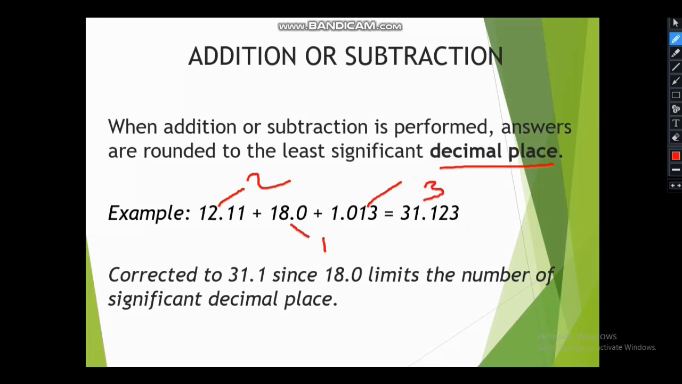So if you add these numbers, you will find that your answer is 31.123. Now 31.123 has 3 decimal places. So if you look at the question, the least decimal place is 1. So our answer should show that it should have 1 decimal place. So in this vein, the correct answer is 31.1, since 18.0 has the least decimal place.